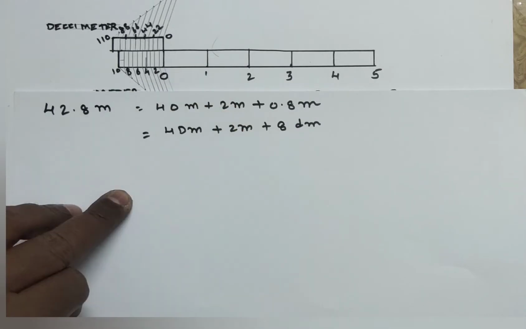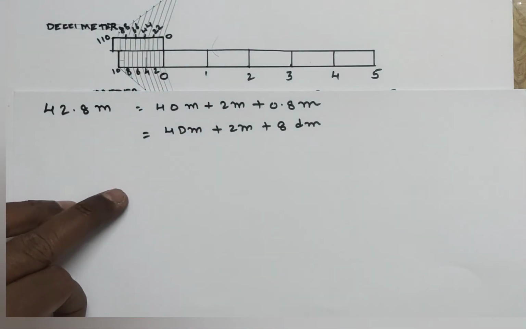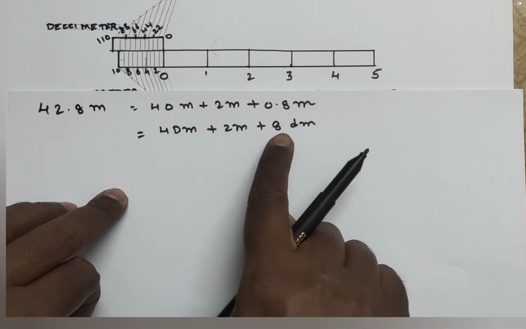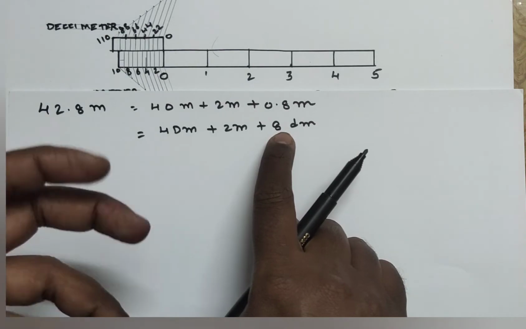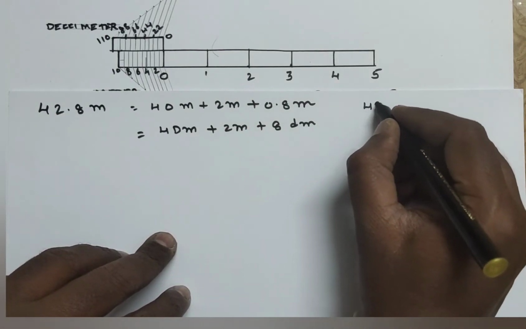From here to here it is 2 meters, it is okay. But 8 decimeters, I don't have 8 in the decimeter. Then how do we have to do this calculation? Sir, I don't have 8 decimeters, but I have 88 decimeters. Then how do we have to do it? Here the conversion is the only important thing.